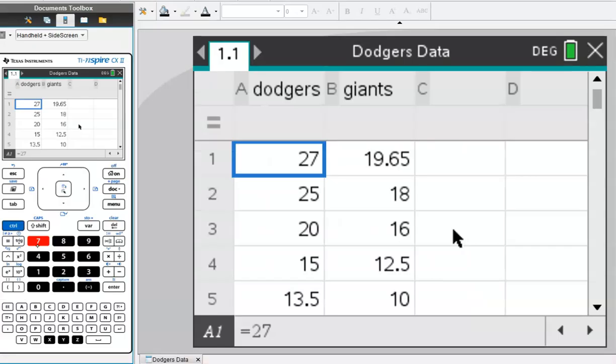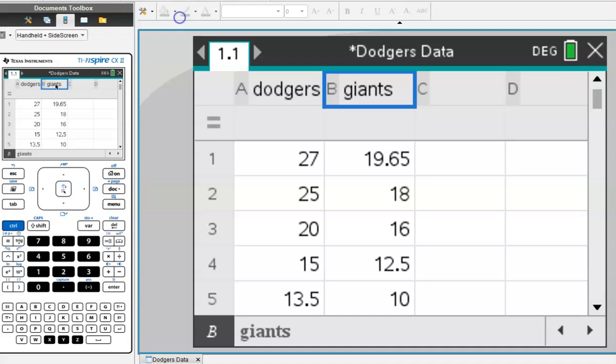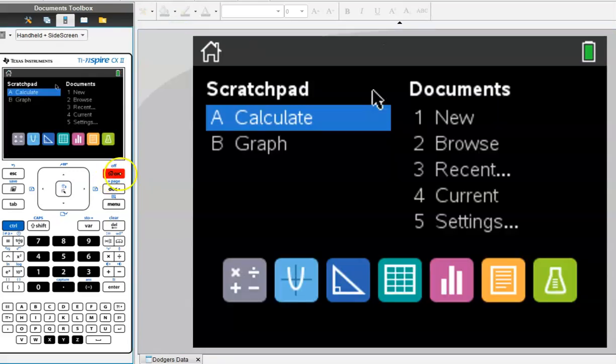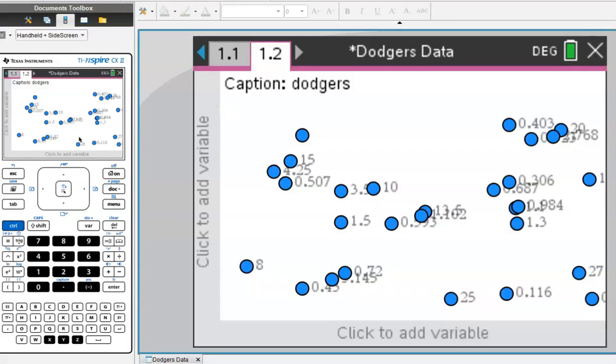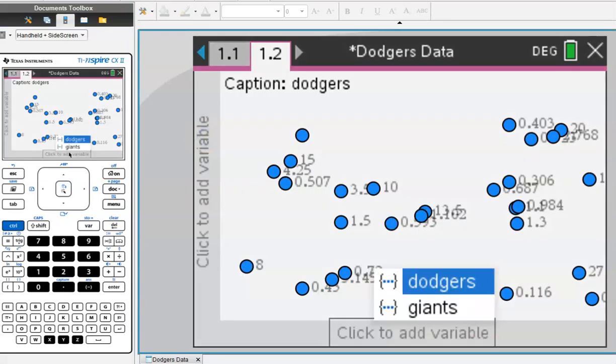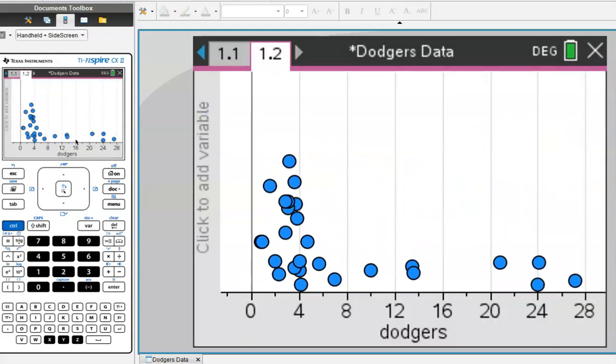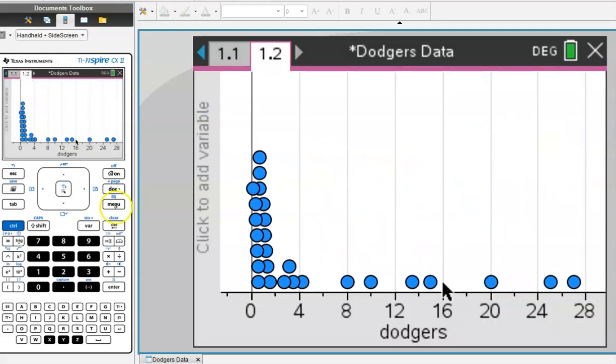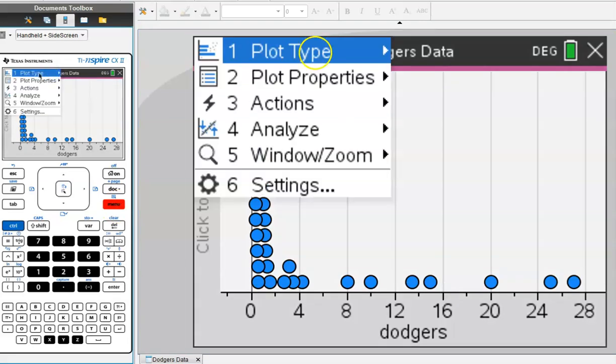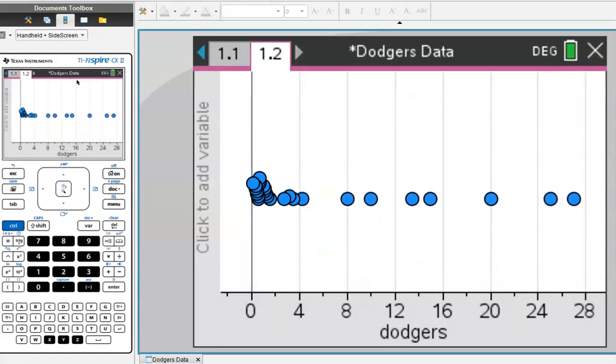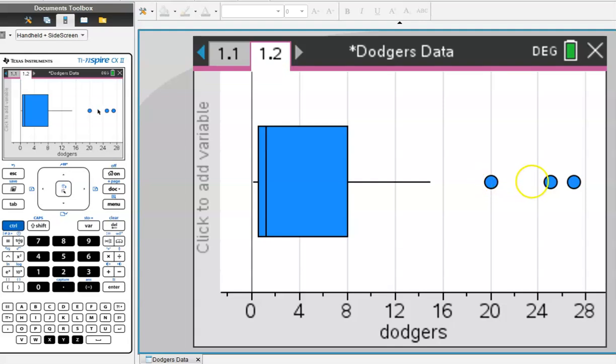When we're drawing side-by-side box plots, again, make sure that both of your lists are named, whatever you want to name them. Go to the home screen, select the pink icon, click to add variable, click one of them. It doesn't matter which one you click first. I'm going to go with Dodgers first. Change the plot type to a box plot. So menu, plot type, box plot. Okay, we got 3 outliers up here, which is not surprising, right?